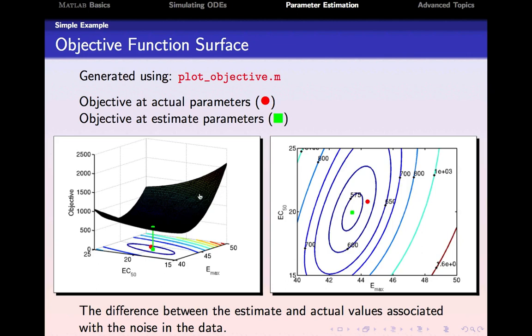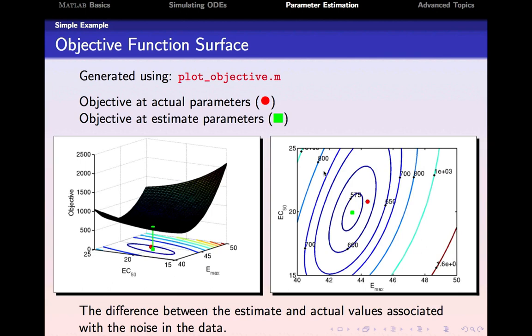And then what I've done is I've created a contour of the objective function. So this is sort of like a topographical map of the objective function below it, so that you can see the rings of constant objective function value. And then I've also plotted it to the side so that you can better visualize the objective function.